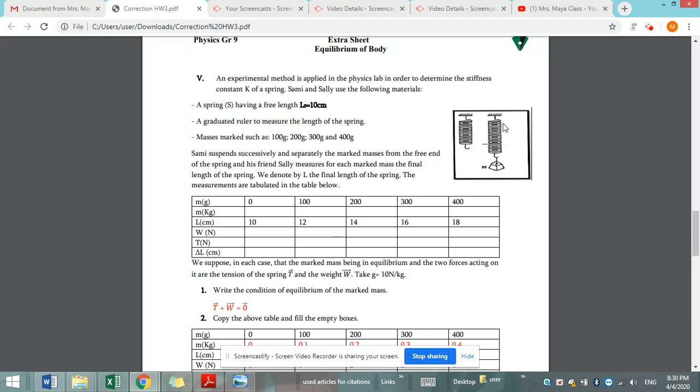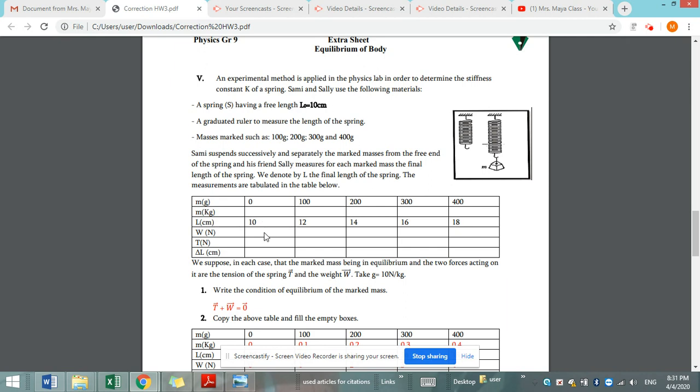Sally measures the final length of the spring. Then he removes the 100 grams, puts 200 grams, and so on. We denote by L the final length of the spring. The measurements are tabulated in the following table. We have different masses in grams, then we convert the mass into kilograms. L, which is the final length, is given in centimeters.